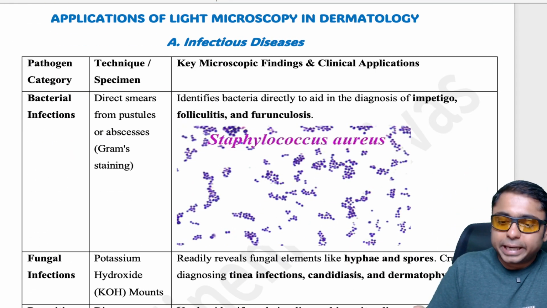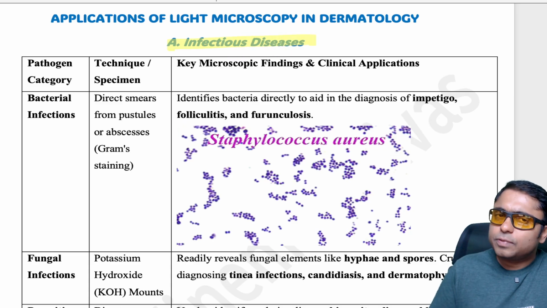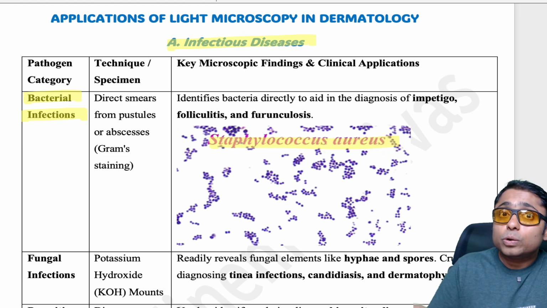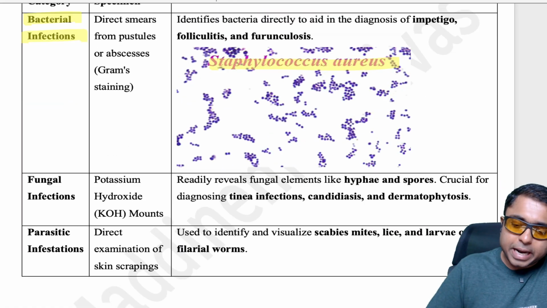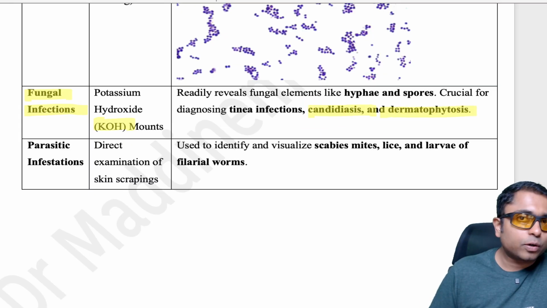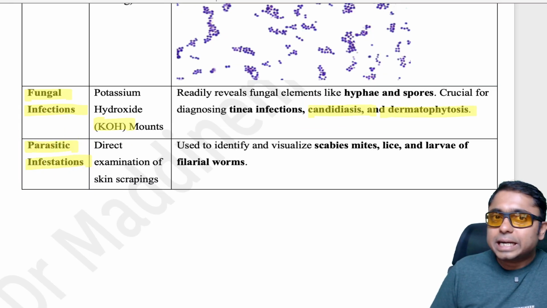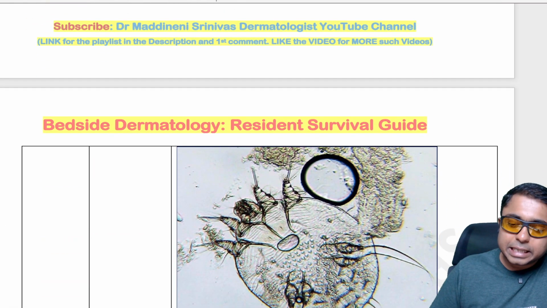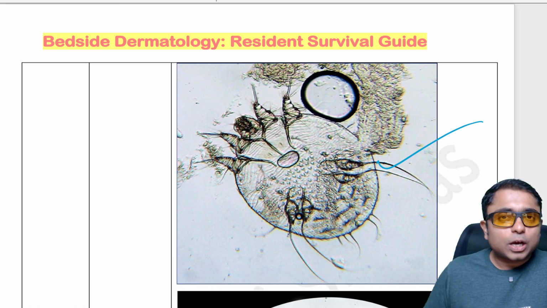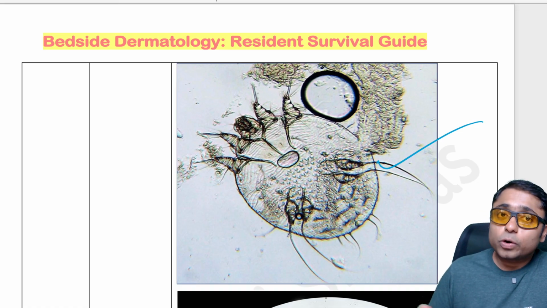Next, general applications of microscopy in infectious disease. In bacterial infections, if it is Staphylococcus aureus, we are going to see gram-positive cocci with the gram stain, and there could also be gram-positive bacilli. All these can be diagnosed. In fungal infections, KOH, like we have already discussed, and apart from that, even Candida and other dermatophytoses can also be diagnosed. Parasitic infestations, yes, this is very interesting. The skin scrapings from the burrows, if they are showing Sarcoptes scabiei var. hominis, yes, the diagnosis is going to be scabies.